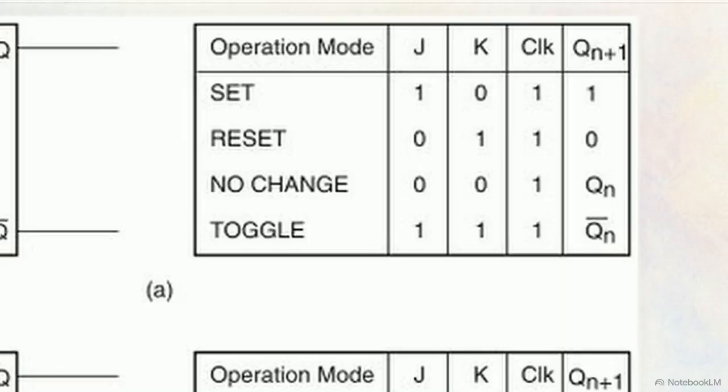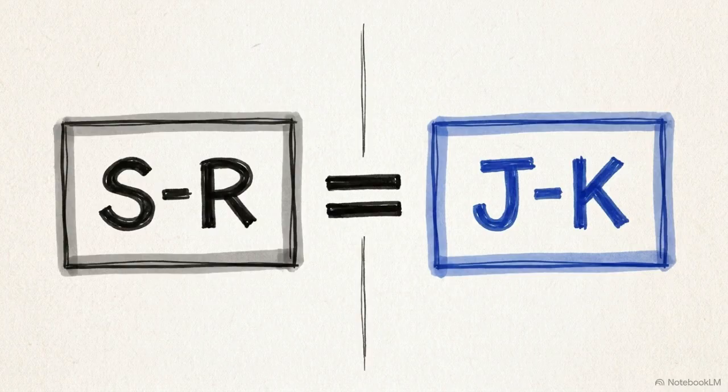This table shows the operation modes for the active-high JK flip-flop. It retains standard memory functions. When both J and K are 0, a clock pulse has no effect, resulting in no change to the output. When J is 0 and K is 1, the circuit mimics the old reset behavior, driving the Q output to 0. When J is 1 and K is 0, it acts as a set command, driving Q to 1. Across these three conditions, the JK flip-flop performs identically to the baseline SR model.